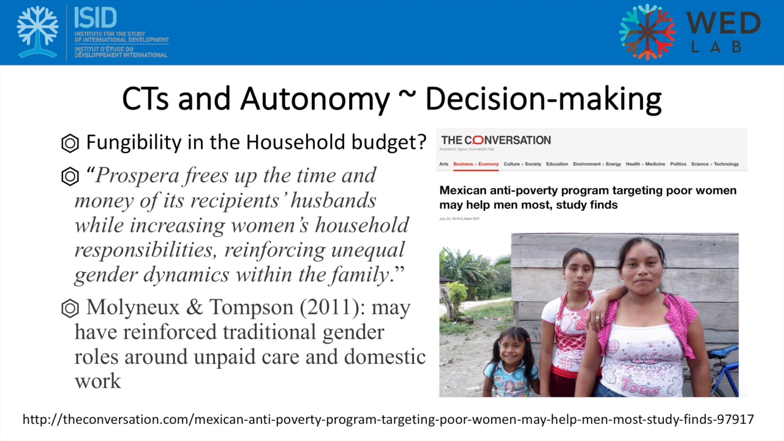And so here's a quote, I think, that really gets to what that potential nuance is. Prospera frees up time and money of its recipient's husbands while increasing women's household responsibilities, reinforcing unequal gender dynamics within the family. Okay. This is also not a unique finding. Molina and Thompson write about this in the case of Peru, Bolivia, and Ecuador, and they find that in those three cases, the cash transfer programs might have actually reinforced these traditional gender roles, especially around unpaid care and domestic work.